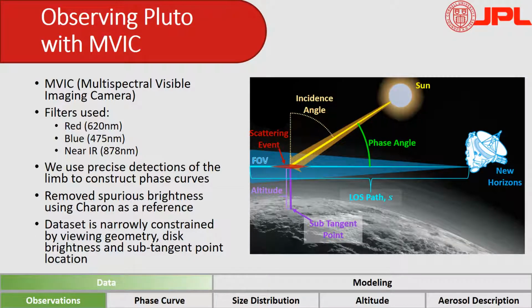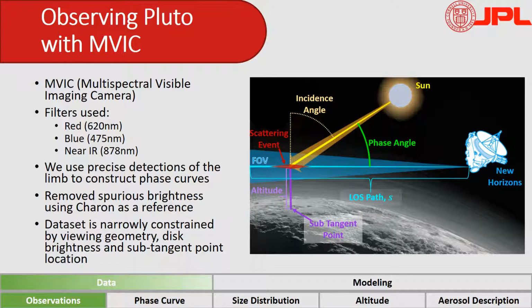On July 14th, 2015, New Horizons flew by Pluto and acquired the first high-resolution images of the Pluto system at a variety of wavelengths and over the full range of phase angles. Here, we are using observations from the MVIC, the Multispectral Visible and Imaging Camera, in the red, blue, and near-IR filters to construct phase curves of Pluto's atmosphere using the limb scatter technique.